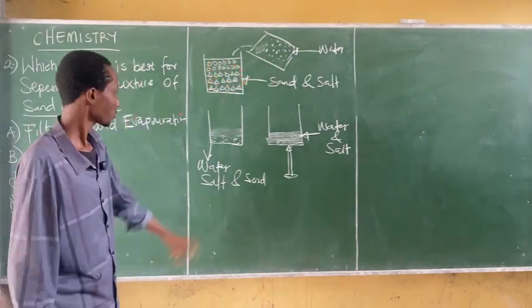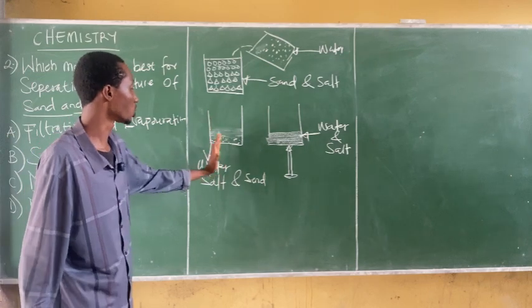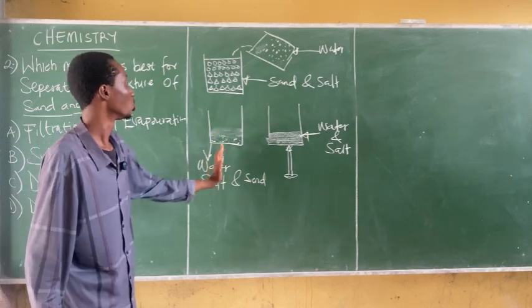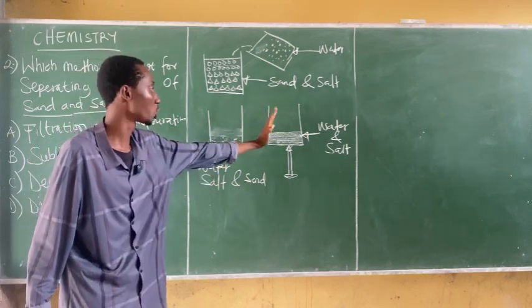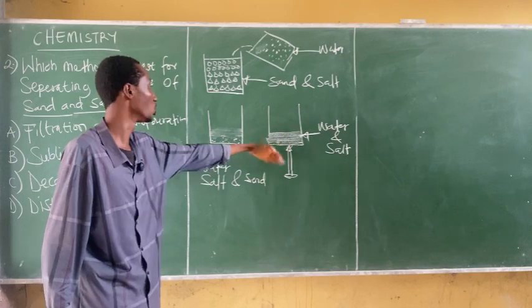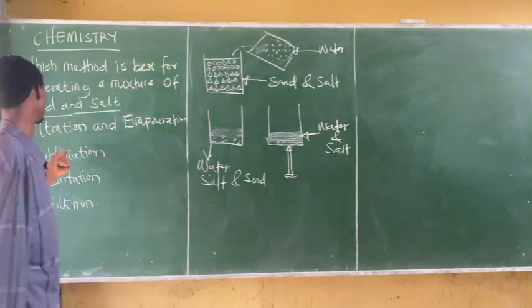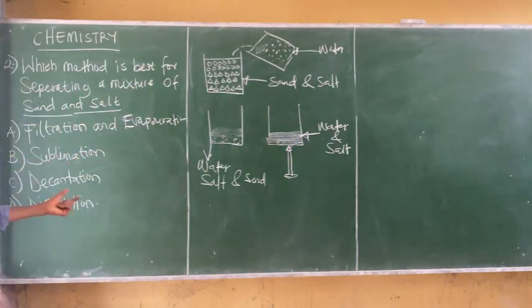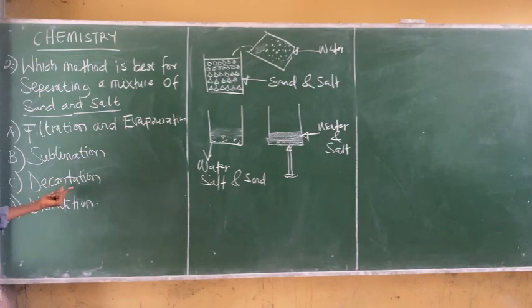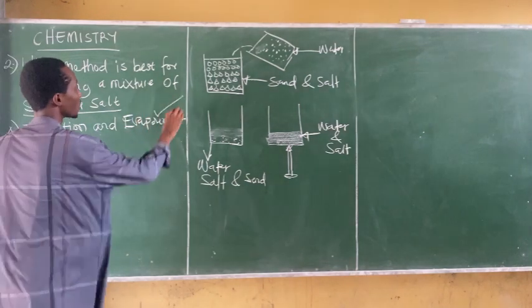Don't forget, first you add water to the mixture. After that, you separate the salt, water and sand. You separate it, you remove the salt and the water to another jar. Then you evaporate it. The correct option here is what? Filtration and evaporation. Not sublimation, not decantation, not distillation. So this is our correct answer.